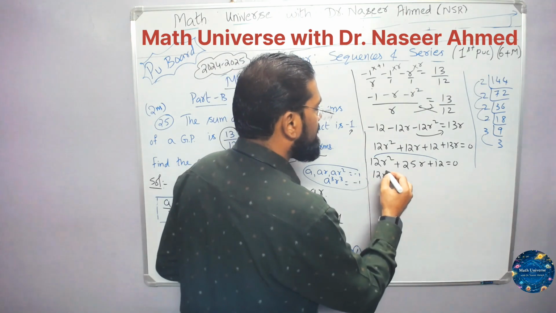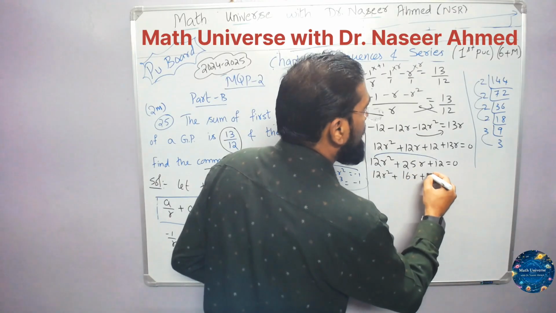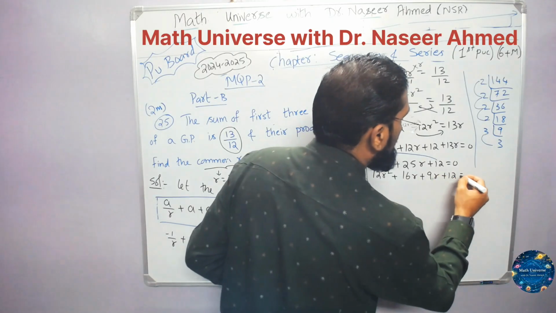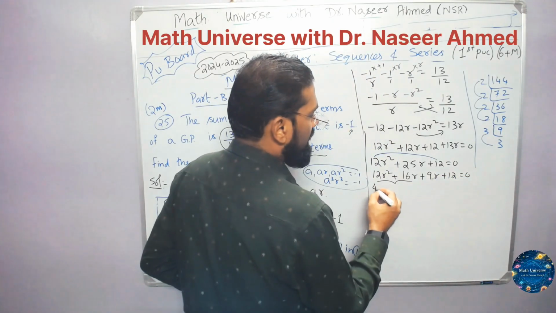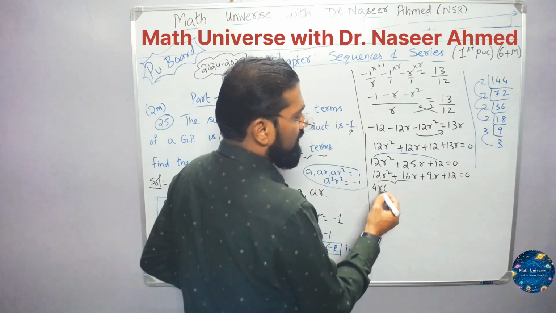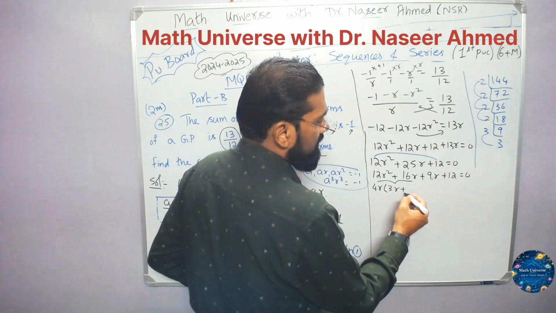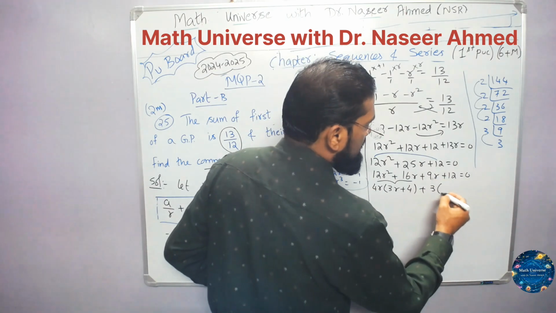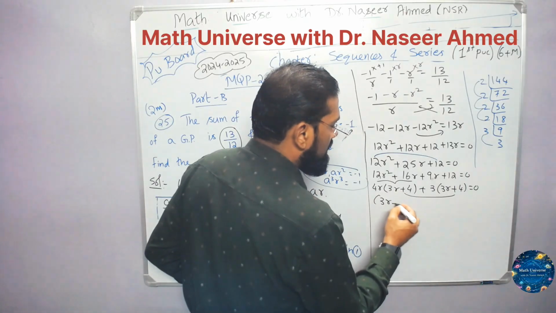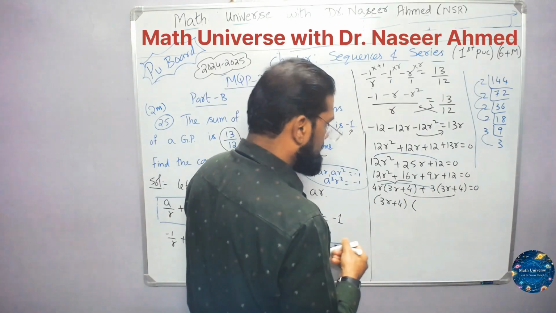So 12r square plus 16r plus 9r plus 12 is equal to 0. Here the common factor is 4r, right? Because 12 and 16 have common 4, and in r square and r the common is r. So 12 by 4, 4 3s are 12, then r, then 4 4s are 16, then plus here common is 3, so 3 3s are 9, then 3 4s are 12. So as you can see, common is 3r plus 4 into 4r plus 3, 4r plus 3.